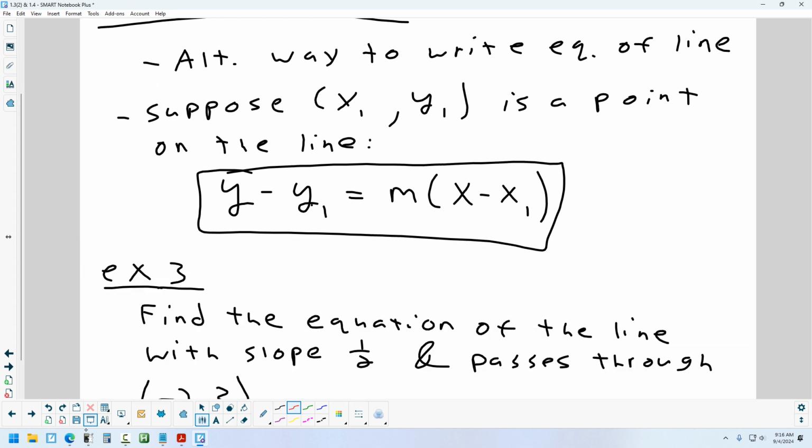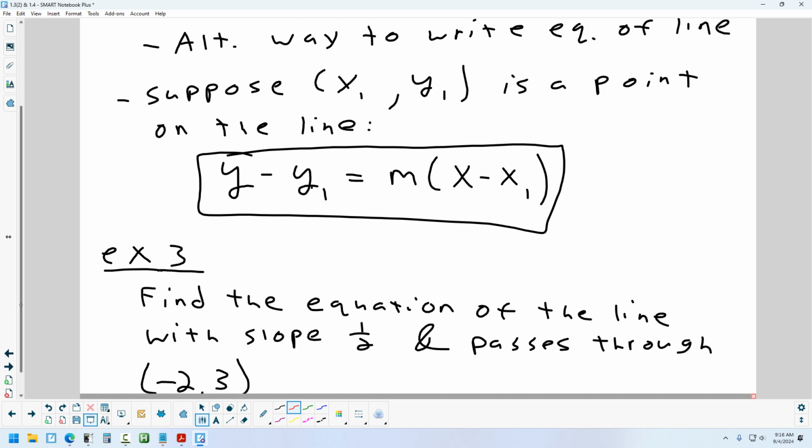So let's try using that formula. Find the equation of a line that has a slope of a half, and it passes through the point -2, 3. What I would do first is let's just identify those 3 numbers and where they're going to get plugged in the equation up above. Lizzie, what's the 1/2 going to get plugged in for? Yep. So that's going to get plugged in for m.